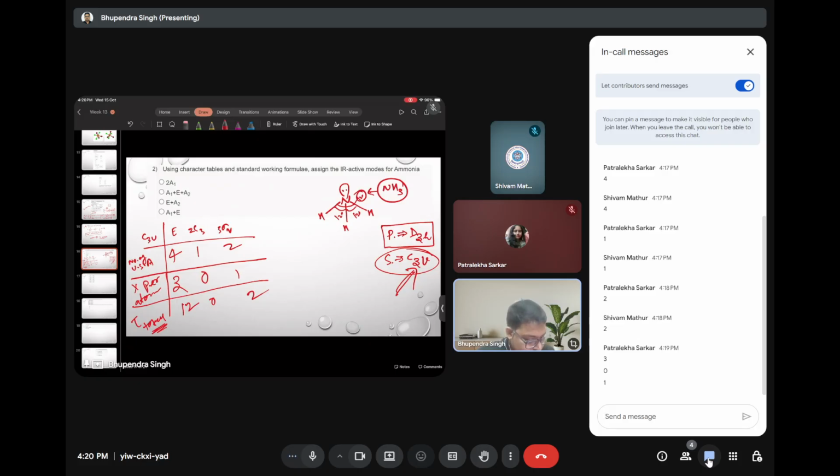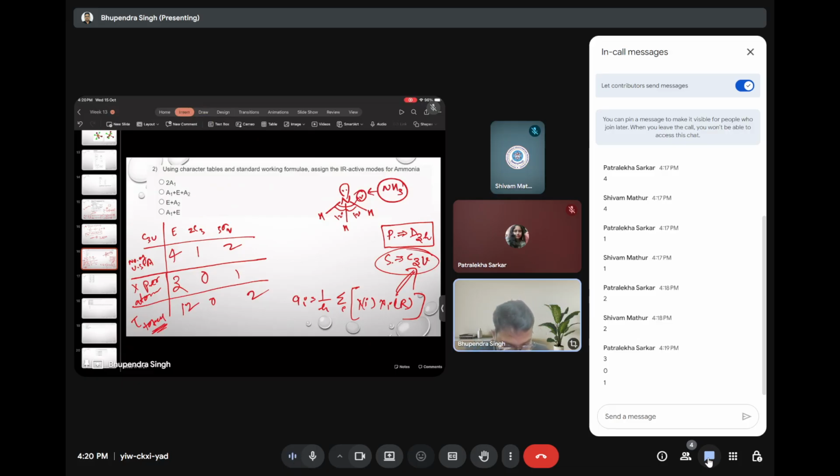How to do this? This is the same formula as before: 1 by h, summation over i, right?